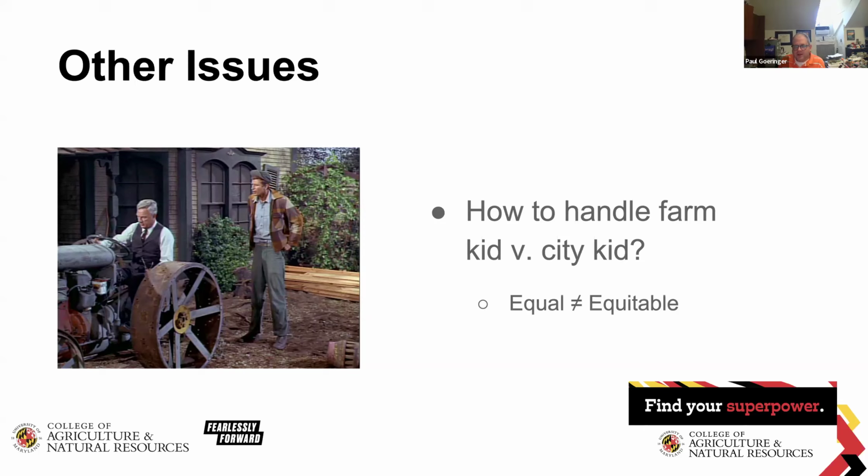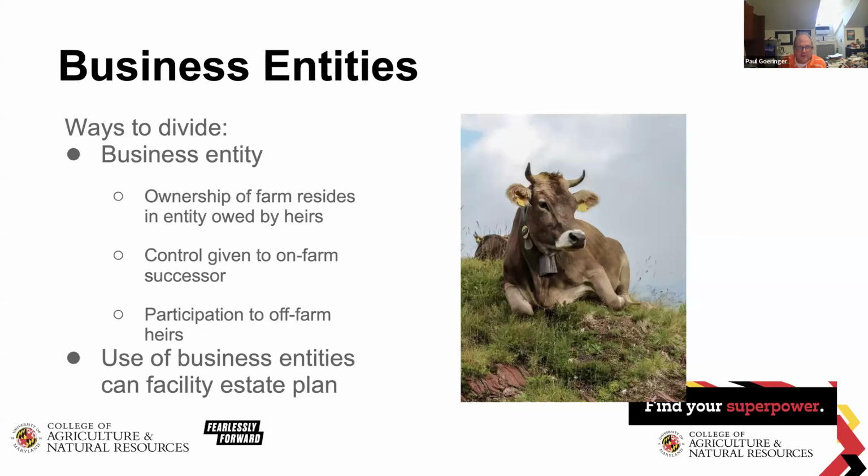There may be ways to equalize it and make it work, but we really got to start thinking about strategies to make it more equitable. One way to do that, and we kind of highlighted this at the start, you could use an LLC to put it in there. The farm ownership resides with all the heirs, but the control is really given to that on-farm person. They're going to be managing it day to day with participation with the off-farm heirs. If the off-farm heirs don't want to be involved, the on-farm heir can buy them out.